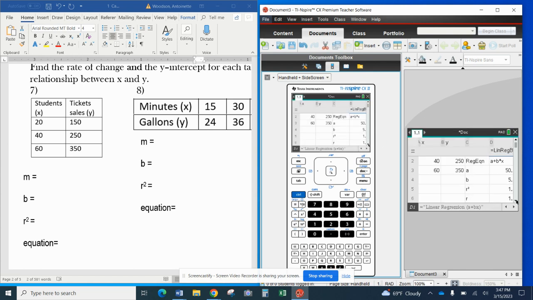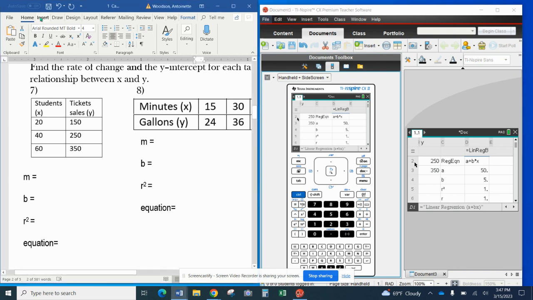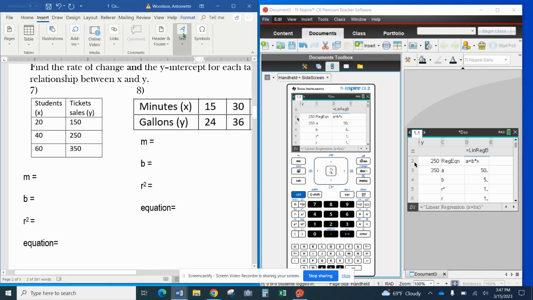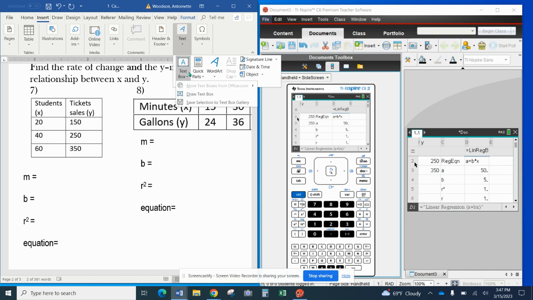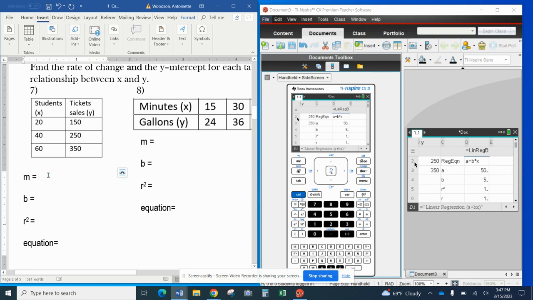I'm going to press the down arrow and the right arrow to move it over so that I can see everything. And over here on the left, I'm going to insert a text box so that I can put my answers. There we go. I don't need a text box.